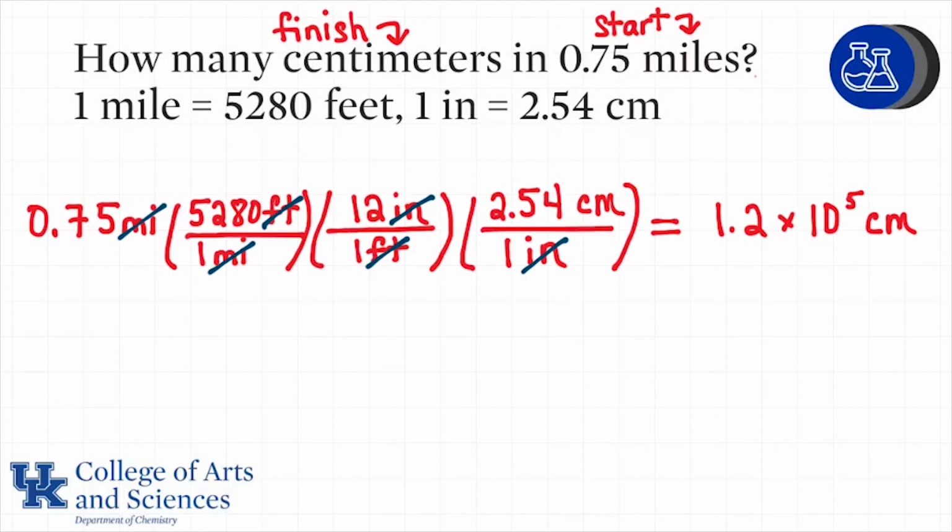This looks to be a reasonable value because I have 0.75 miles, and a mile is a large distance. A centimeter is a very small distance. It's about the width of your pinky finger. So I need a lot of centimeters to equal 0.75 miles.